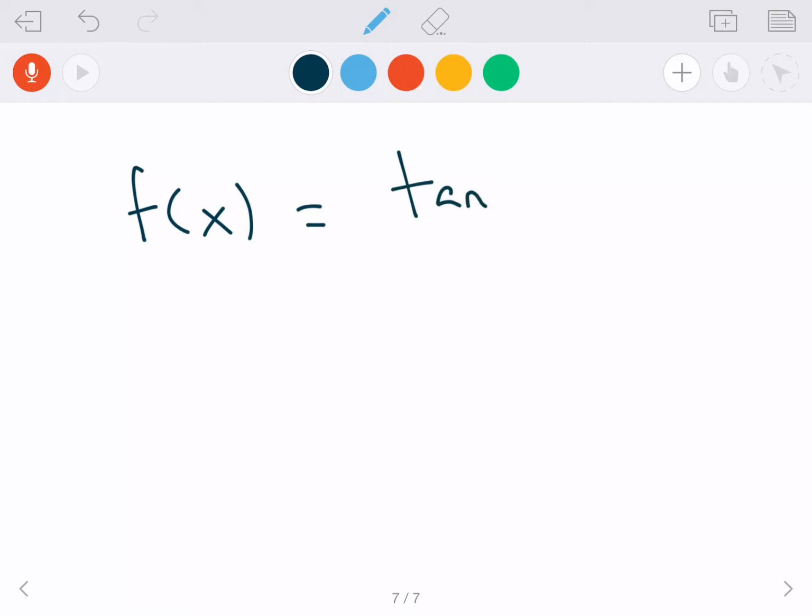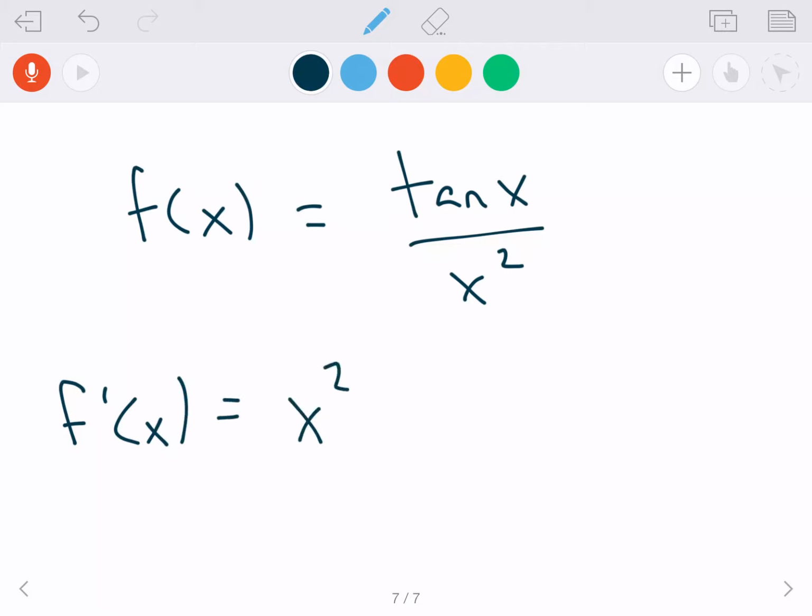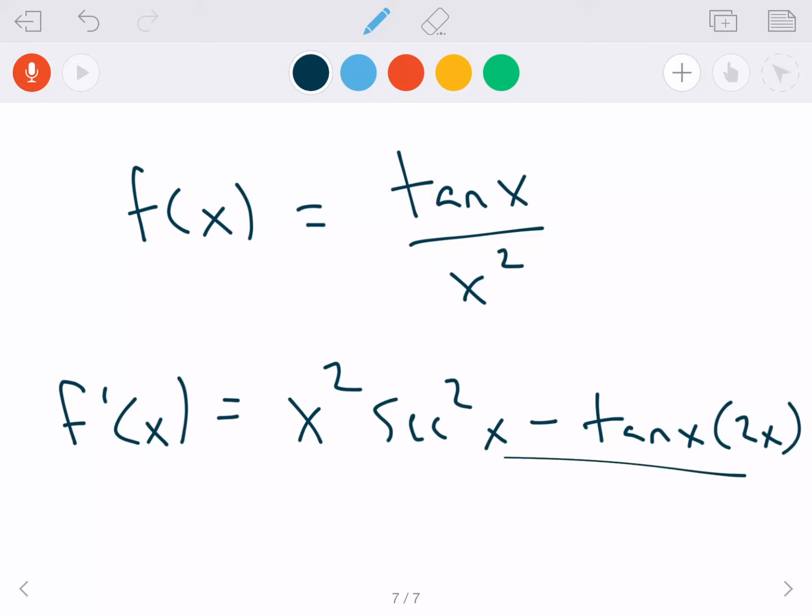If your functions are separated by division, I think these are the easiest ones to spot. If you're separated by division, that's when you're going to use the quotient rule. This is the one where you're yodeling, right? You've got low d high minus high d low all over low squared.